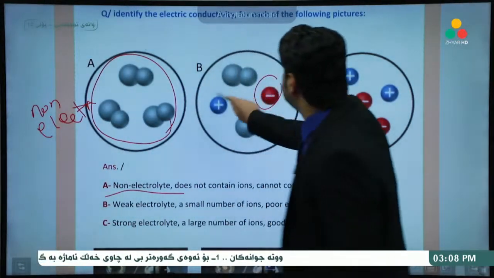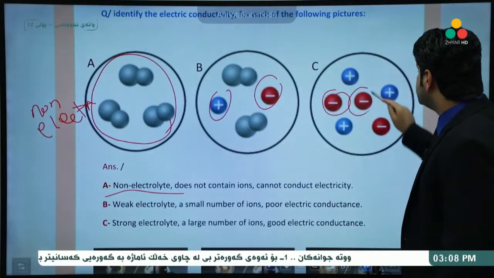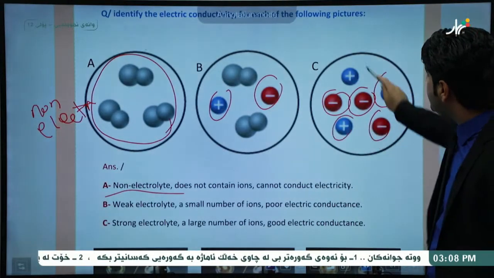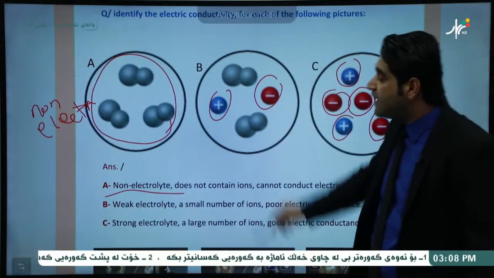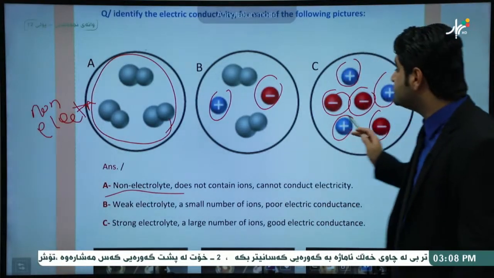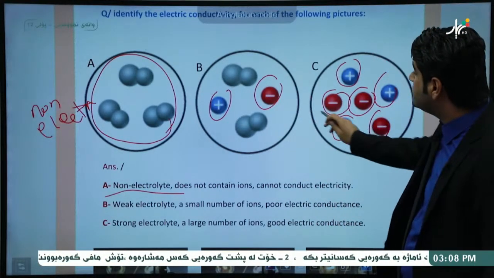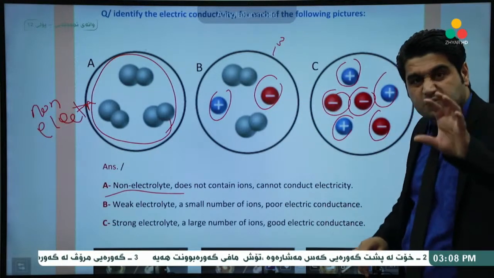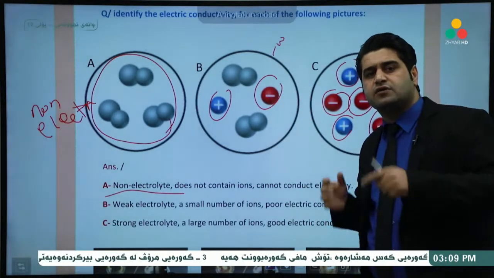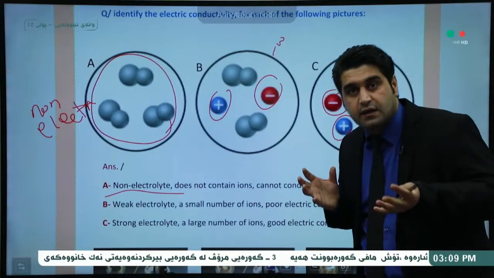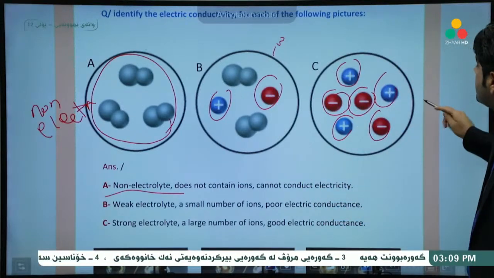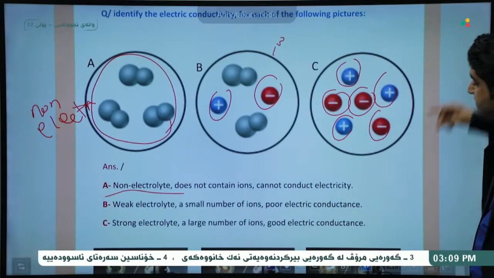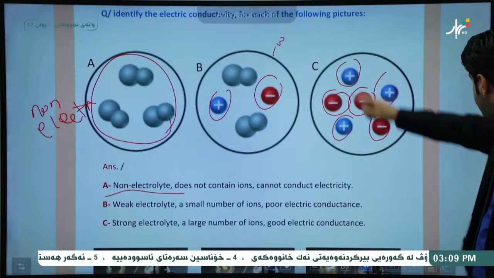Oh, we have ions in here, and this one contains ions also. But in here we have more ions, and here we have fewer ions. Both are electrolytes, but this is a weak electrolyte because it contains a small number of ions. It can conduct electricity poorly, weakly. But in here we have more ions. It can conduct electricity strongly, or stronger than B.